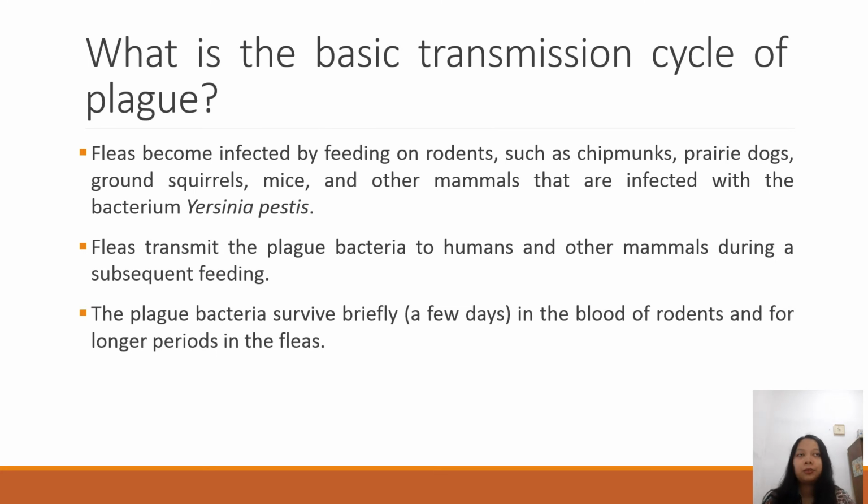The basic transmission cycle of plague is that fleas become infected by feeding on rodents such as chipmunks, prairie dogs, ground squirrels, mice, and other mammals that are infected with the bacterium Yersinia pestis. Fleas transmit the plague bacteria to humans and other mammals during a subsequent feeding. The plague bacteria survive briefly, for a few days, in the blood of rodents and for longer periods in the fleas.